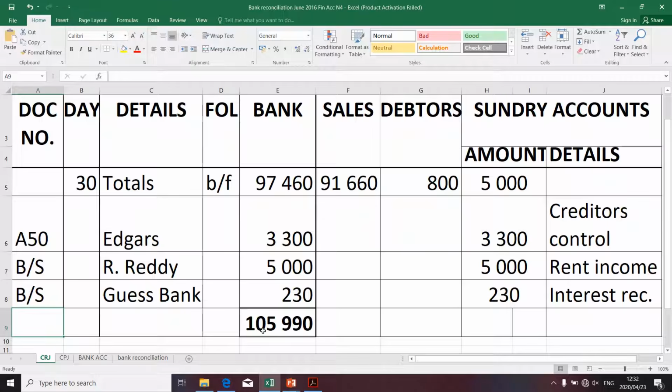The total that we arrived at for the CRJ is an amount of 104,990. We're going to post this to the debit side of the bank account in the general ledger. Thank you. This is where I'm going to stop. And in the next presentation, I'll tackle the cash payment journal.